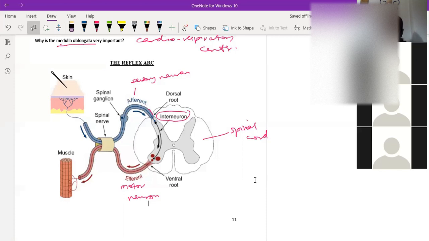Page 225. Number 39. Which of these nitrogenous bases may be found in RNA, but not in DNA? A, uracil. Yeah, uracil, correct. You have the answer right there. A, uracil, B, adenine, C, thymine, and D, guanine. So uracil, correct. All right. So you see, if you know the answer, you just move fast, fast, fast.